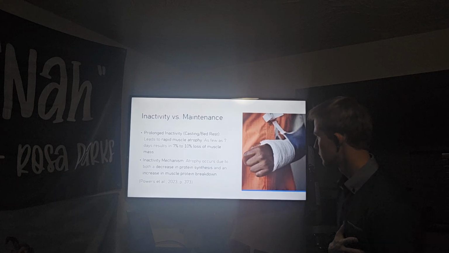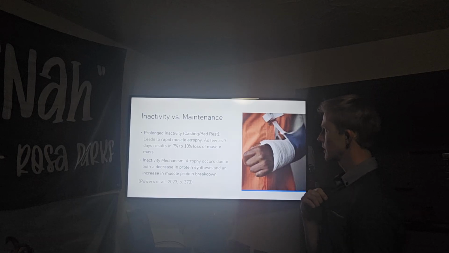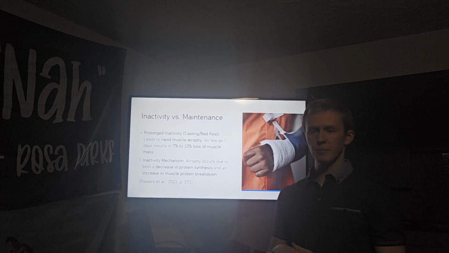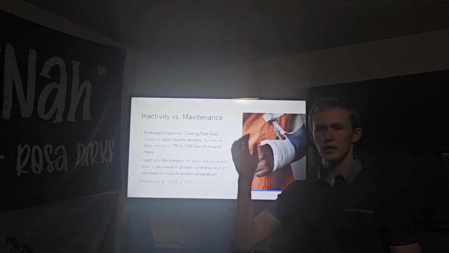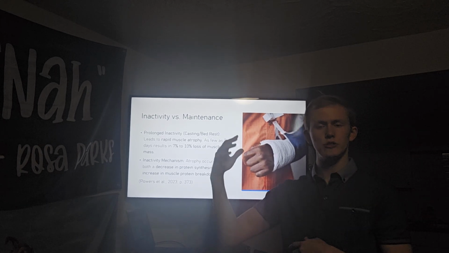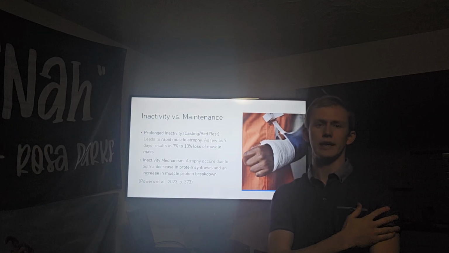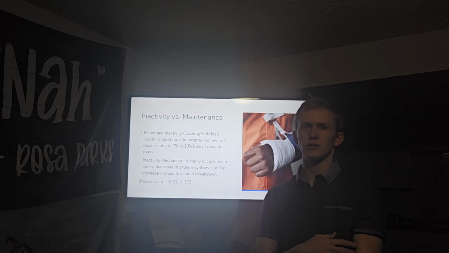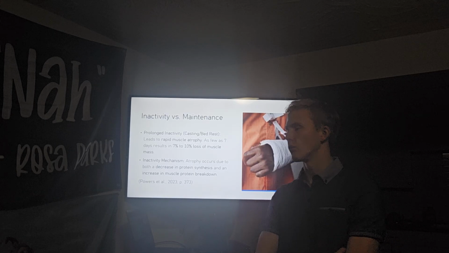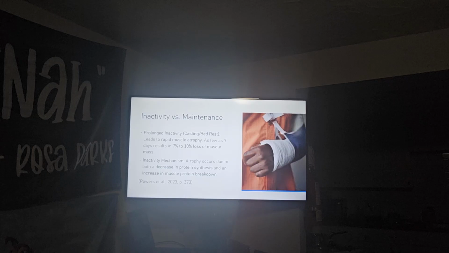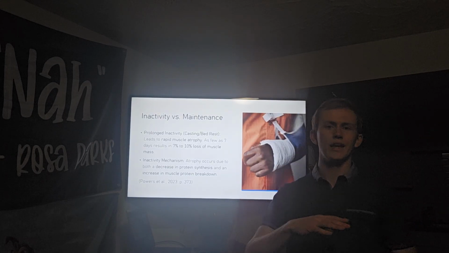So the atrophy occurs due to both a decrease in protein synthesis and an increase in muscle protein breakdown. Your muscles aren't being used, and so your body essentially takes those proteins and sends them to other places that need them, because your body isn't needing them at the moment. It's like, oh, you're not being used. So it's going to cause your muscles to get weaker.